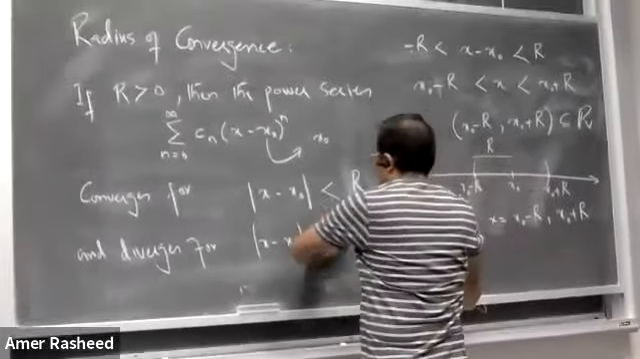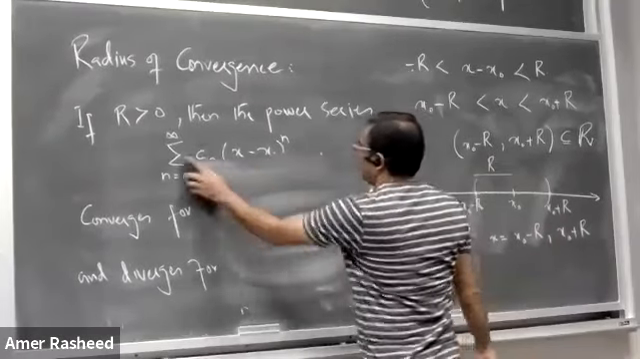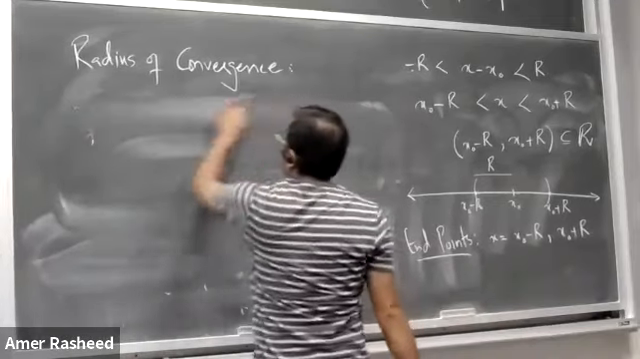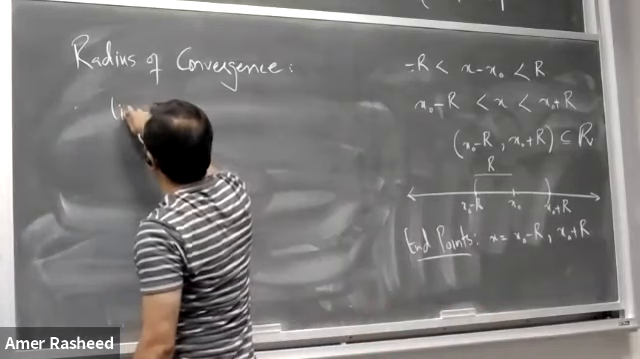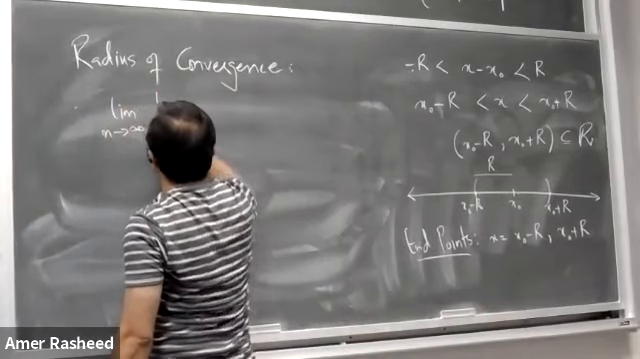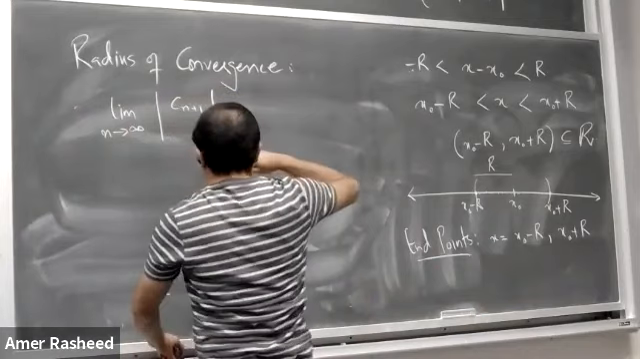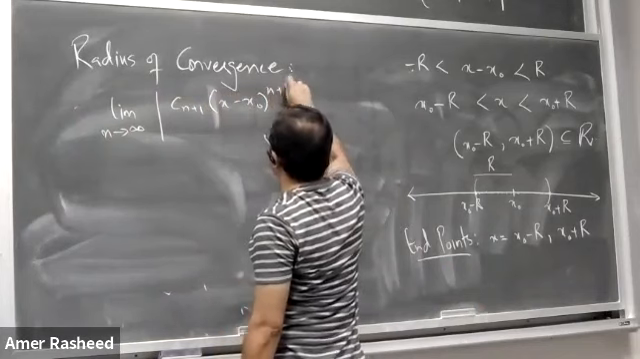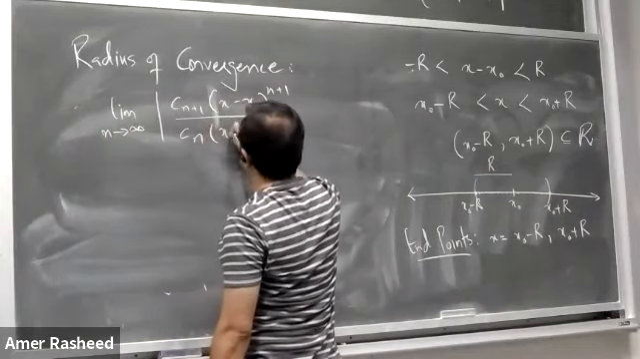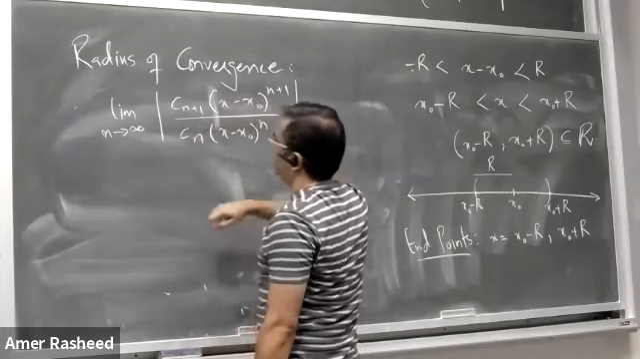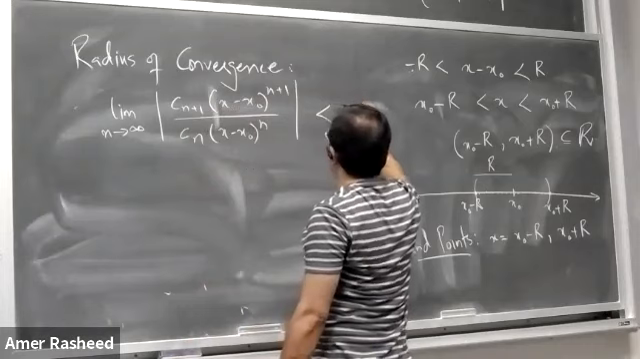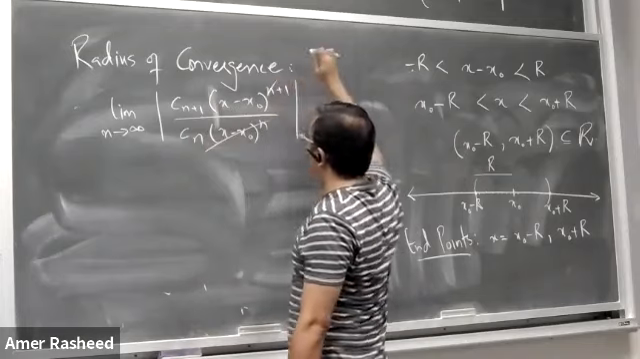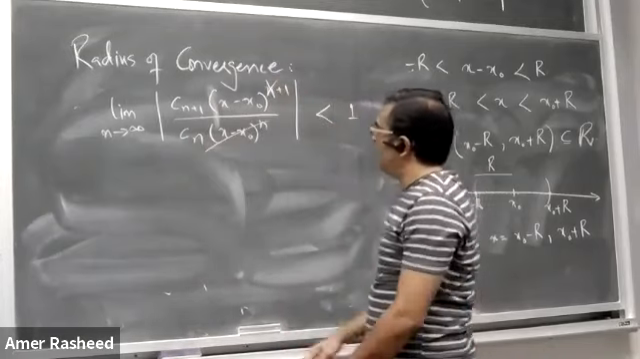Okay, now let's try to find the interval and radius of convergence for the power series. In that case, we have the limit as n approaches infinity of the absolute value of c_(n+1) (x minus x naught) to the power n plus 1, over c_n (x minus x naught) to the power n. If this is equal to L and L is less than 1, then we can cancel this thing with n.